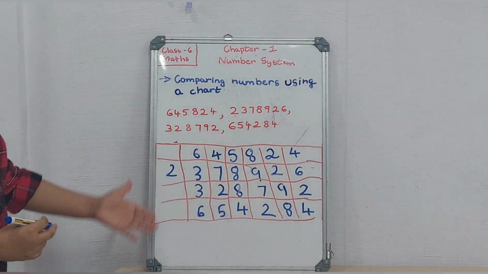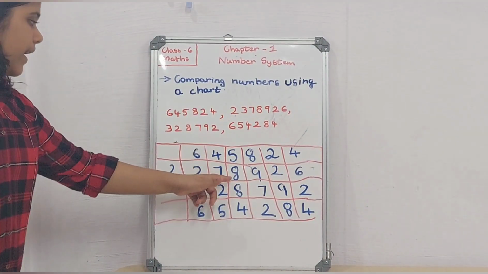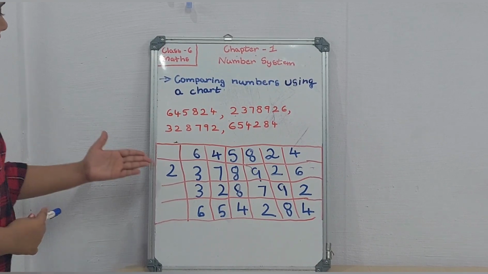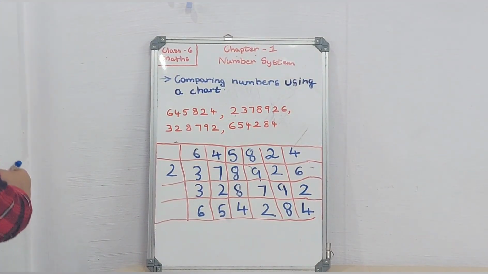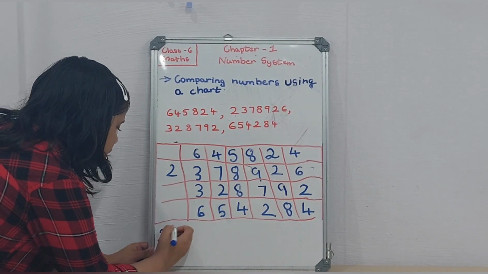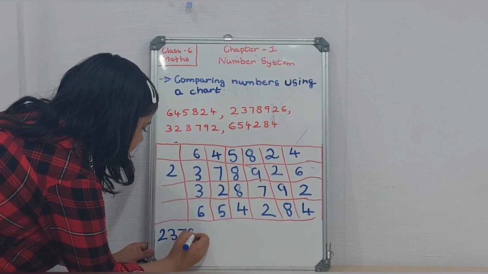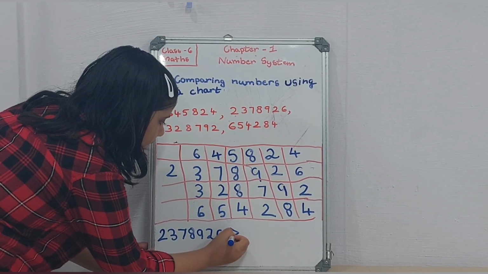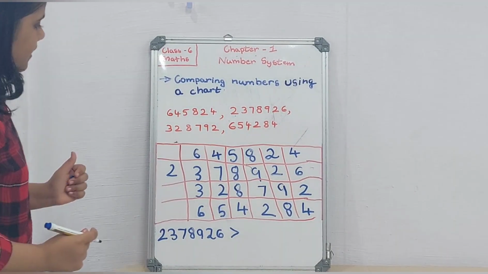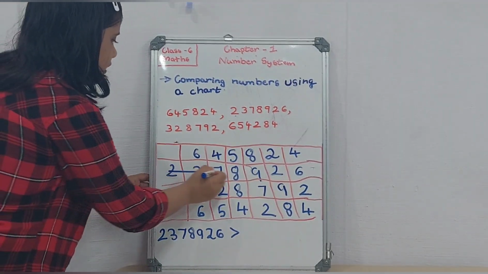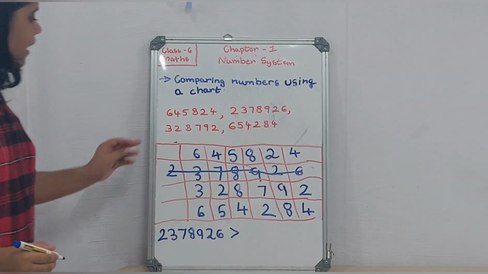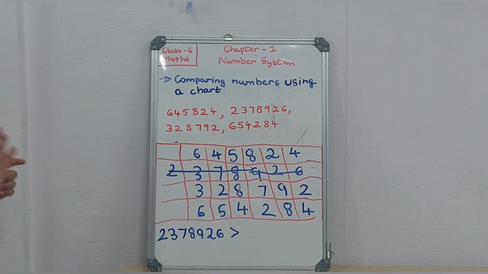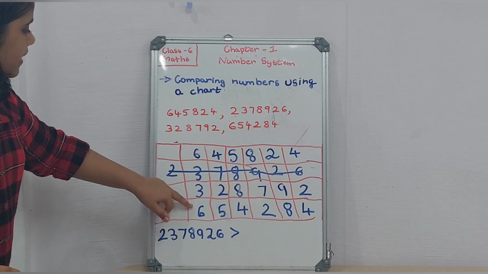So of course clearly you can come to know that 2, 3, 7, 8, 9, 2, 6 has more digits than the others, right? So of course this is bigger than every number. So here we are going to write it down: 2, 3, 7, 8, 9, 2, 6 is greater than. Next, let's see the number. Here we have 6, 4, 5, 8, 2, 4. Let's note down this number because we are done with this number. Let's see the other numbers. Here we have 6, 3, 6. The digits are there in the same numbers. So now let's see. Here 6, 3 and 6.